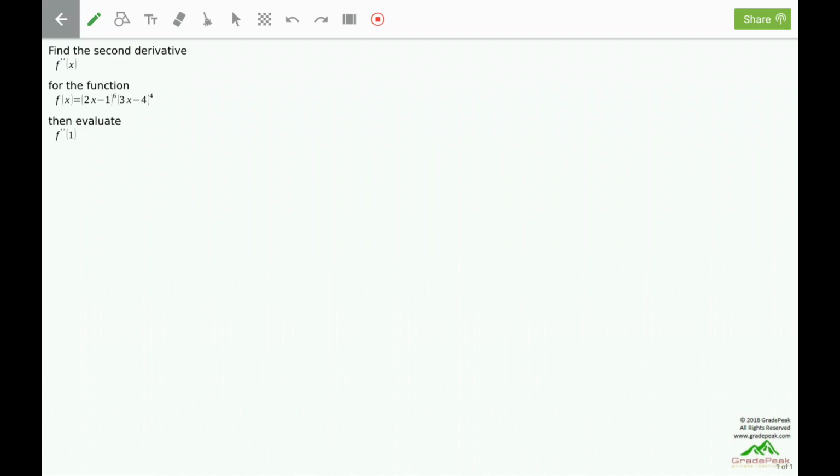Find the second derivative f double prime of x for the function f of x equals (2x minus 1) to the 6th times (3x minus 4) to the 4th. Then evaluate f double prime of 1.